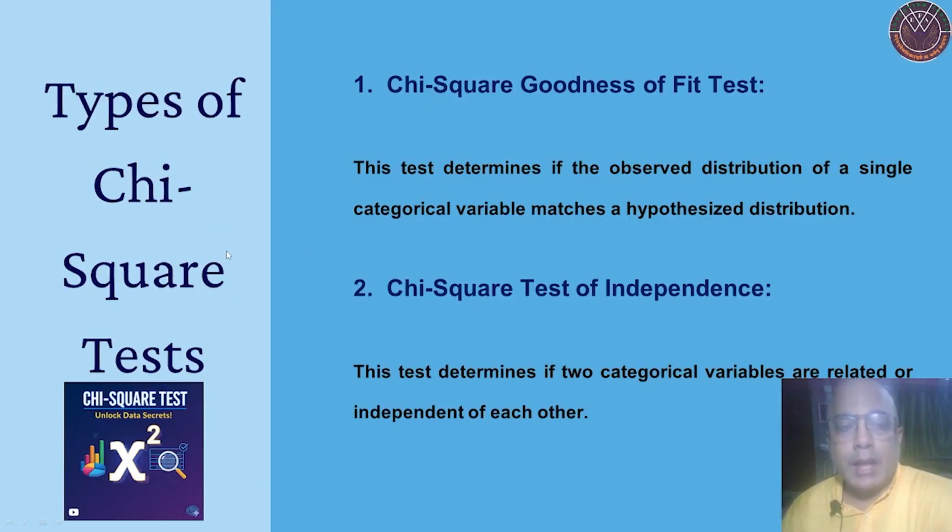Now what are the different types of chi-square test? Basically it can be divided into two types. The first one is the chi-square goodness of fit test, and the second one is the chi-square test of independence. Let me try to explain these two types.